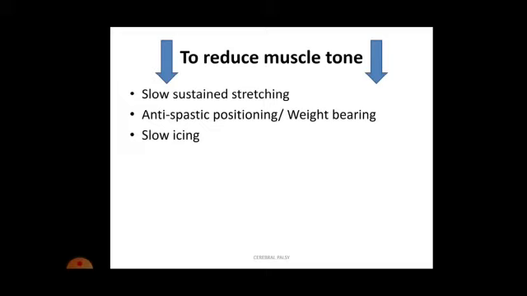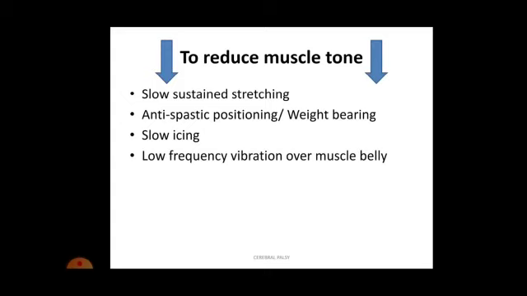Now slow icing. Okay, ice cubes are best to reduce the muscle tone. Clear? But we have to take care that the ice cubes used are not producing any effect on the skin. Clear? There should not be any frostbite or reddening of the skin. So we have to take care of that. Otherwise, slow and sustained icing is the best protocol for reduction of muscle tone.